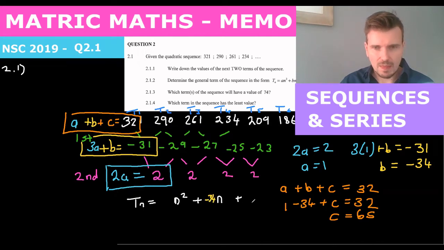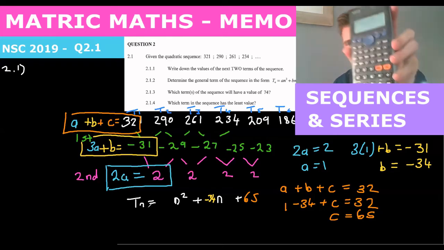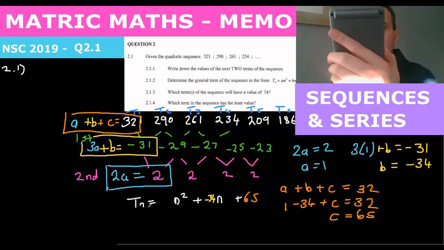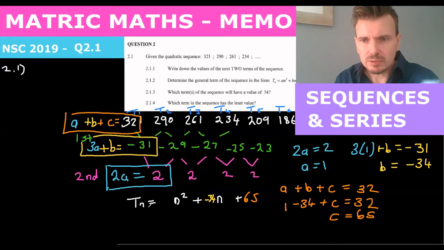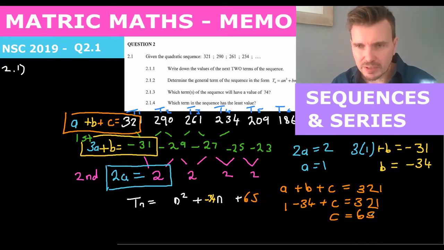And C is 65. Okay, and to test this formula, we simply put in 5 and see if we get 209. So I'm going to say 5 squared, minus 34 times 5, plus 65 equals negative 80. Oh, this is 321. See, that's why we check 321. Okay, and so it'll be 321 plus 33, which will be 355.